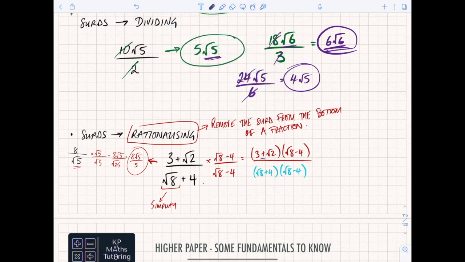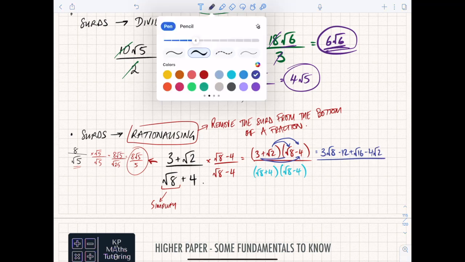So let's do the top. 3 times root 8 becomes 3 root 8. 3 times minus 4 is minus 12. Root 2 times root 8 is plus root 16, which we know will give us 4 in a second. And then root 2 times minus 4 is minus 4 root 2. So the top becomes that.